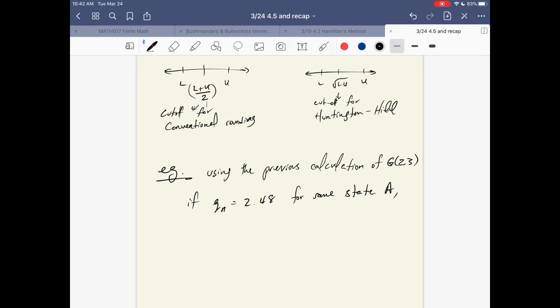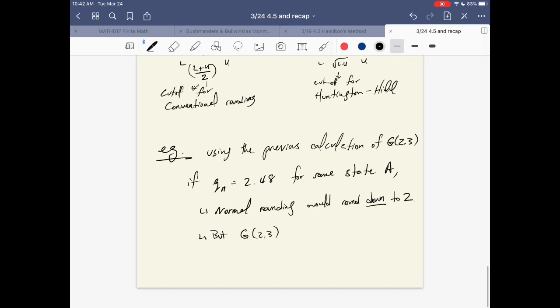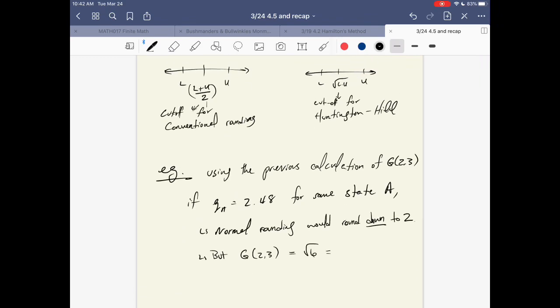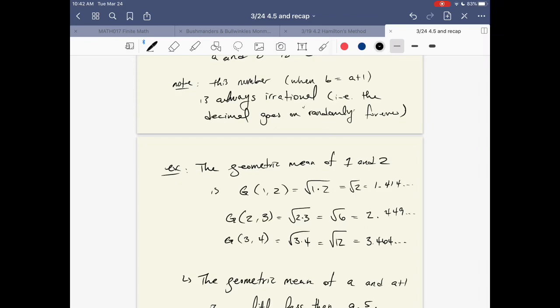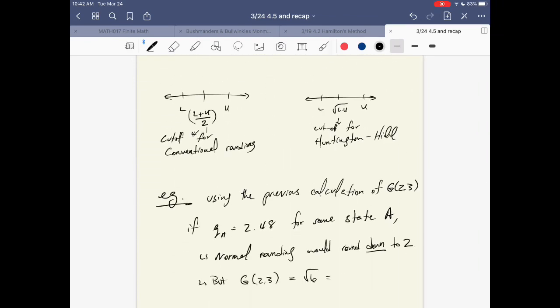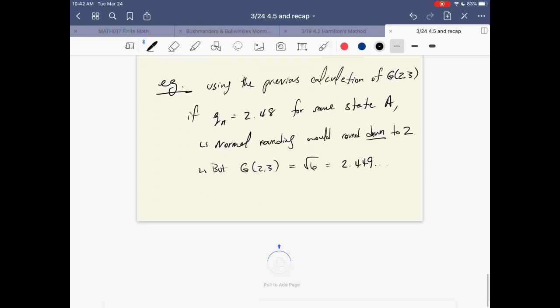I mean, under Hamilton's method, everything would be rounded down. But even under normal rounding, it would round down to 2. But let's think about this. What was G of 2, 3? Well, this was the square root of 6, which was what? 2.449. Okay.